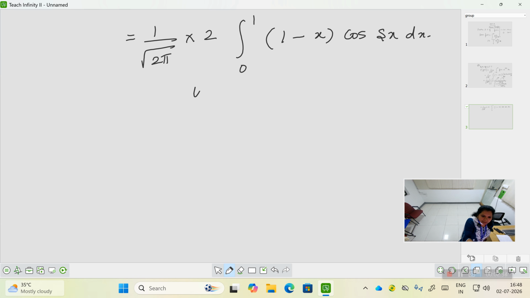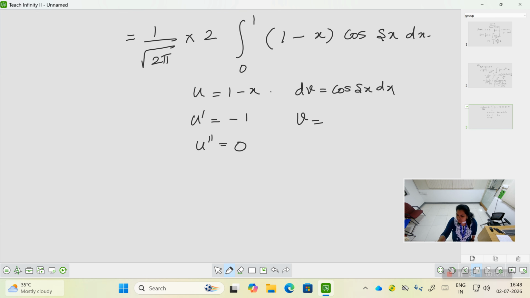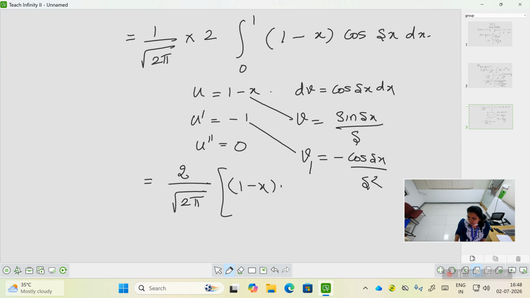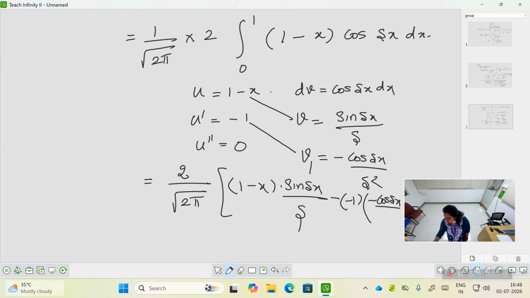Apply Bernoulli's rule once again. u = 1 − x, dv = cos sx dx. So u′ is −1, u″ is 0, v is sin sx / s, and v₁ is −cos sx / s². Take it in order. So you get 2/√(2π) times [uv − u′v₁], that is (1 − x) sin sx / s minus (−1)(−cos sx / s²), from 0 to 1.